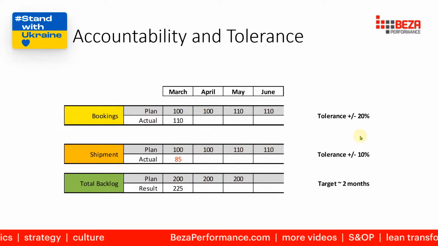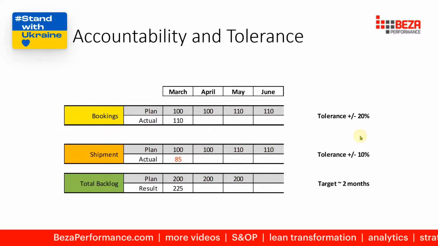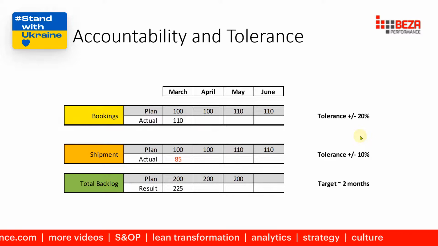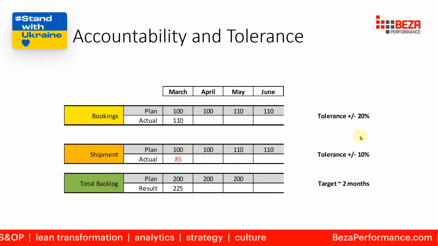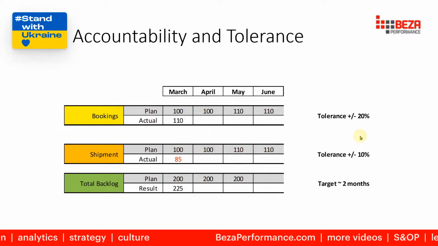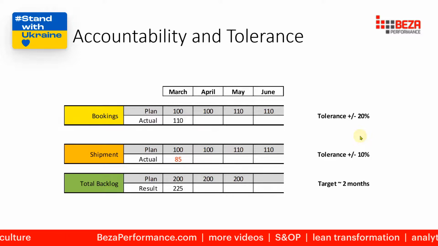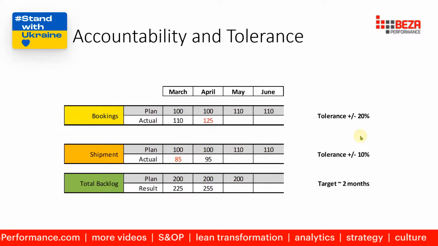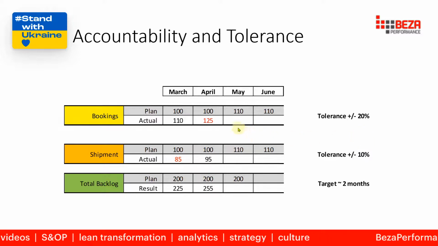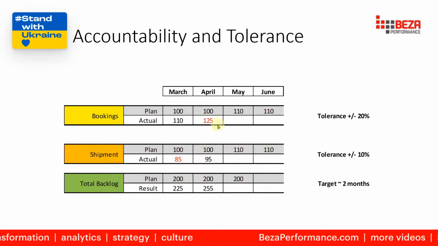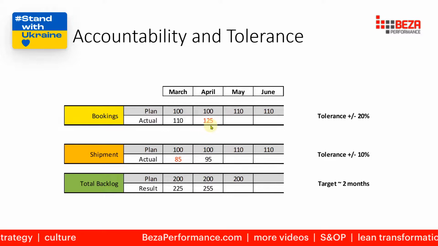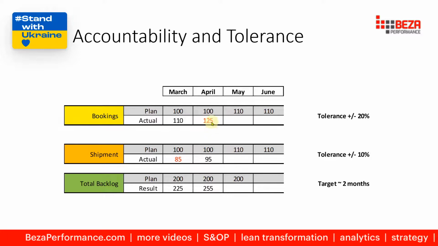So the bookings were within tolerance, so it's not highlighted. It might be a concern because you can see what's happened. Our backlog's gone up by 25 units. So now what happens in the next month? Let's say in the next month that we actually book even more. We book 125. Now that's highlighted in red at this point in time because it's out of tolerance.